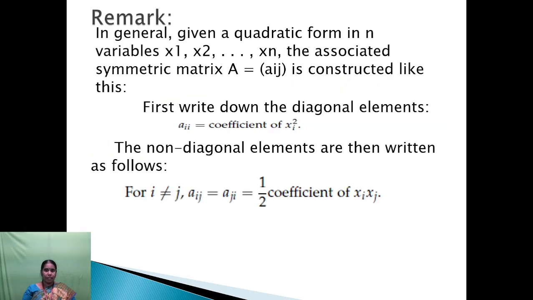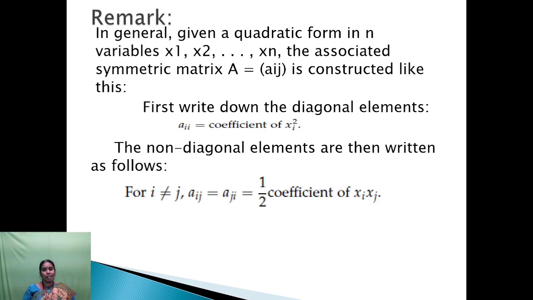Remark: how are we going to construct the matrix? In general, given a quadratic form in n variables, the associated symmetric matrix is constructed in 2 ways. First, we have to construct the diagonal elements.